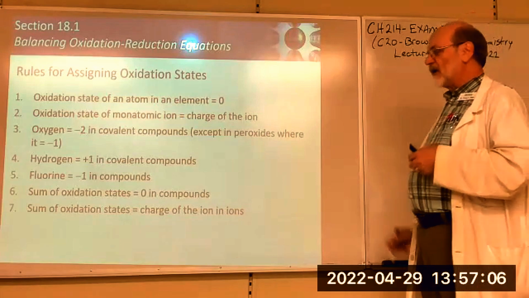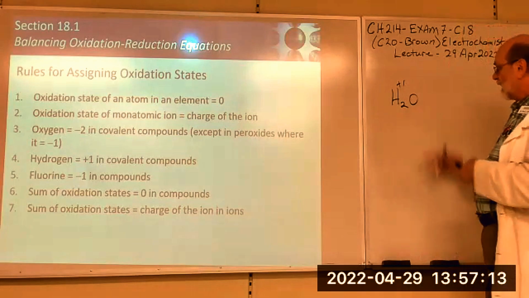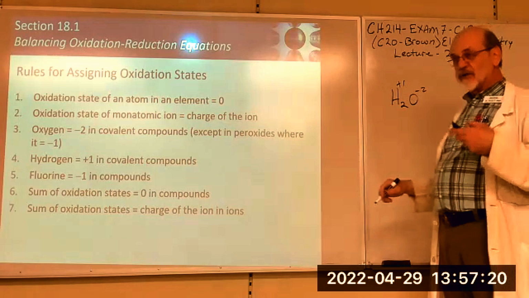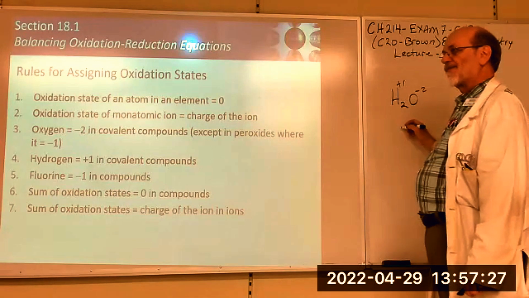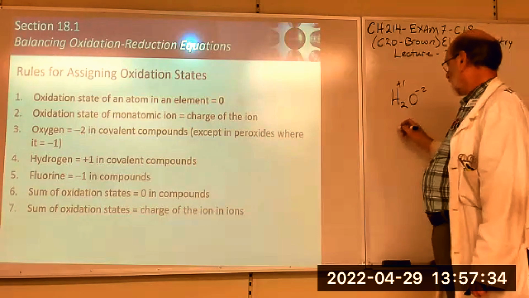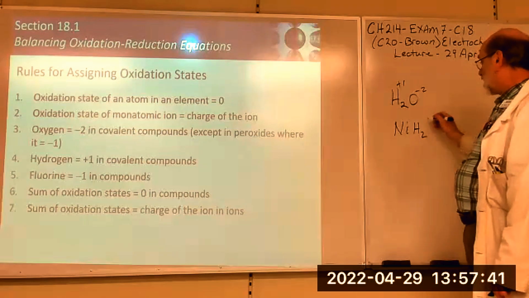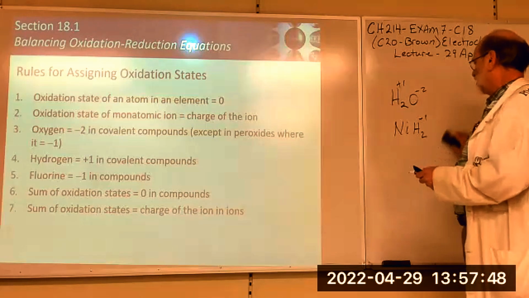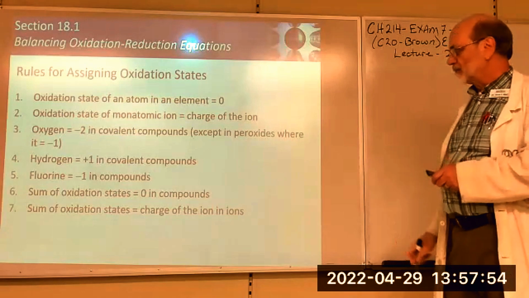Hydrogen. Hydrogen in a covalent compound like water is always +1. And that makes sense. Oxygen's -2 to balance them. If hydrogen is bound to a metal, like, trying to think of an example, nickel hydride, then it's -1. That's not up here. But that's an ionic compound. Covalent compounds, hydrogen is always +1.